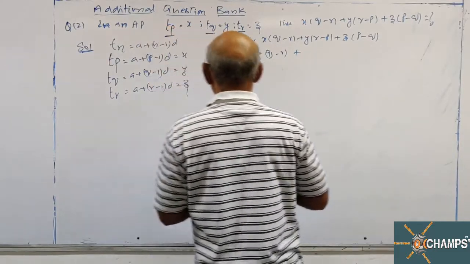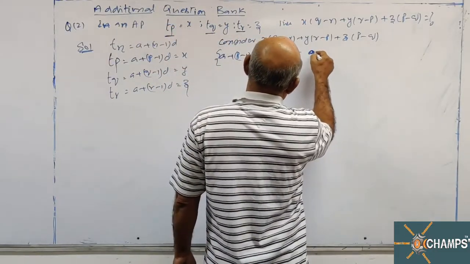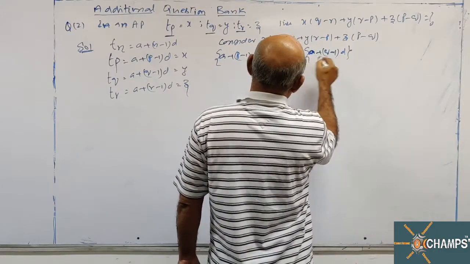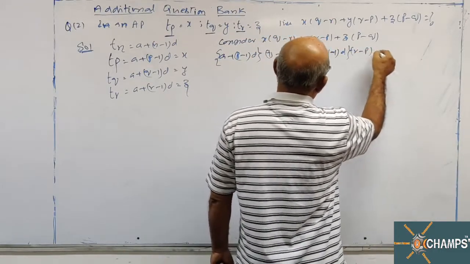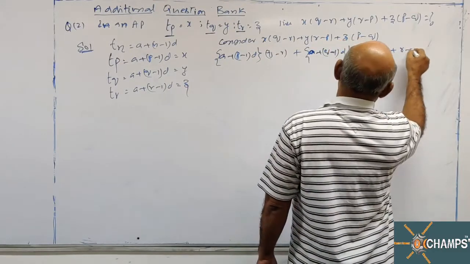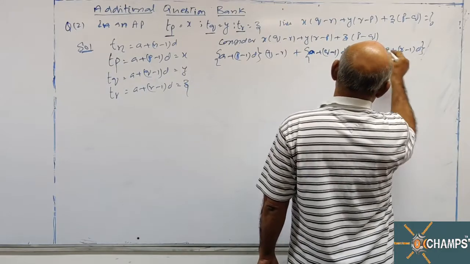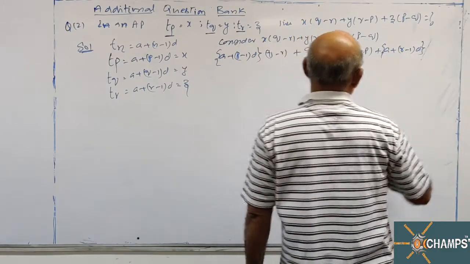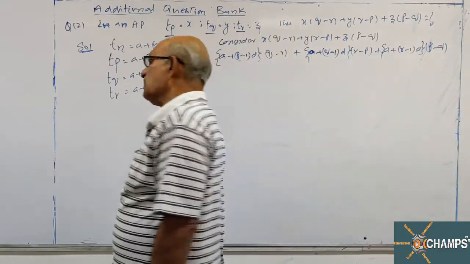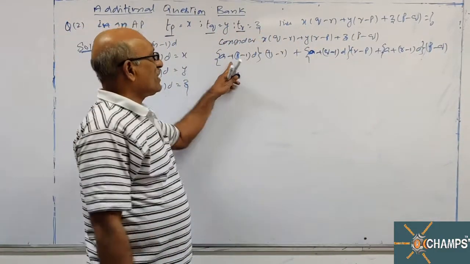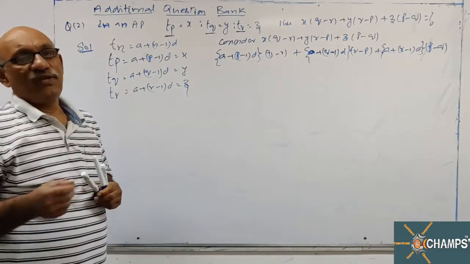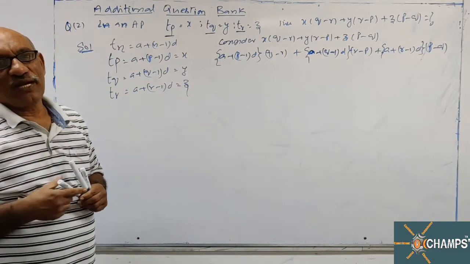Y I am replacing with A plus Q minus 1 into D multiplied with R minus P. A plus R minus 1 into D is Z. Z value I am replacing with this multiplied with P minus Q. Now there is a plus sign between the terms inside the brackets.